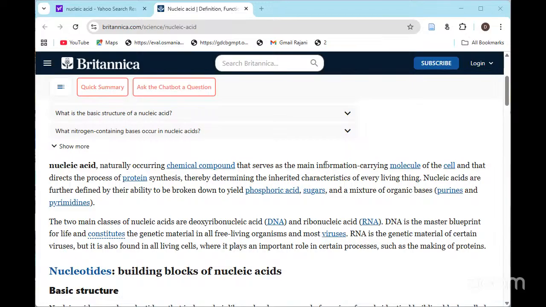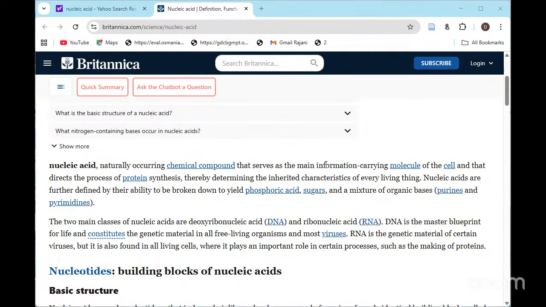The two main classes of nucleic acids are there. One is DNA, another one is called RNA. DNA is deoxyribonucleic acid. RNA is ribonucleic acid. DNA is the master blueprint of life, and it constitutes the genetic material in free living organisms.